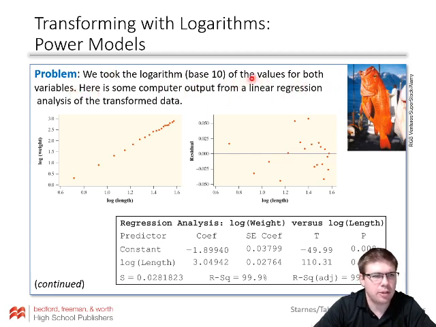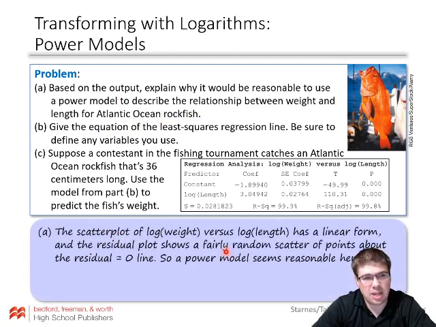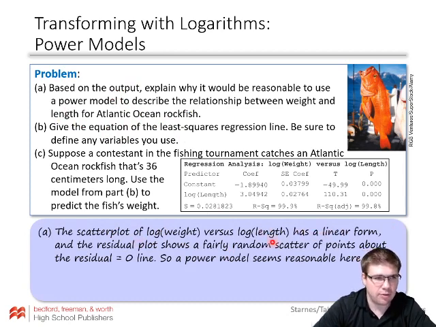Here's the same computer output for a linear regression analysis of the transformed data. And so they did log length and log weight. And so we have this regression analysis, and we're predicting log weight from log length. And it works out. We get a nice strong relationship again. So based on the output, explain why it would be reasonable to use a power model to describe the relationship between weight and length for Atlantic Ocean rockfish. So the scatter plot of log weight versus log length had a linear form, and the residual plot shows a fairly random scatter of points about the residual line. So a power model seems reasonable here. Also, we see that really strong R squared.